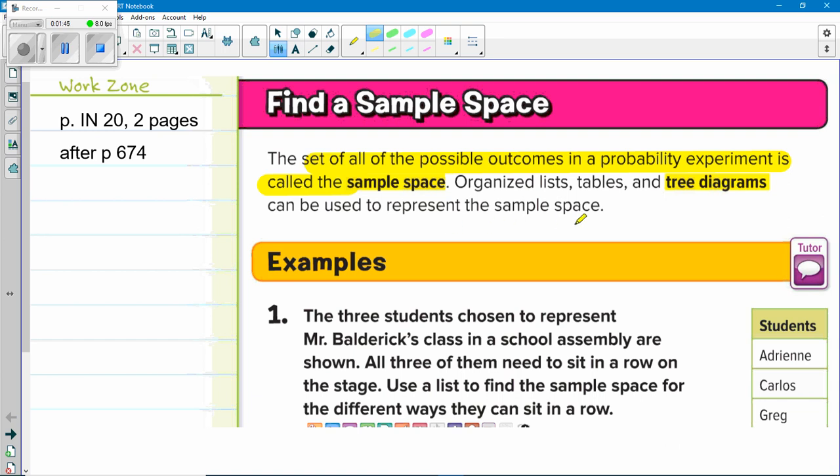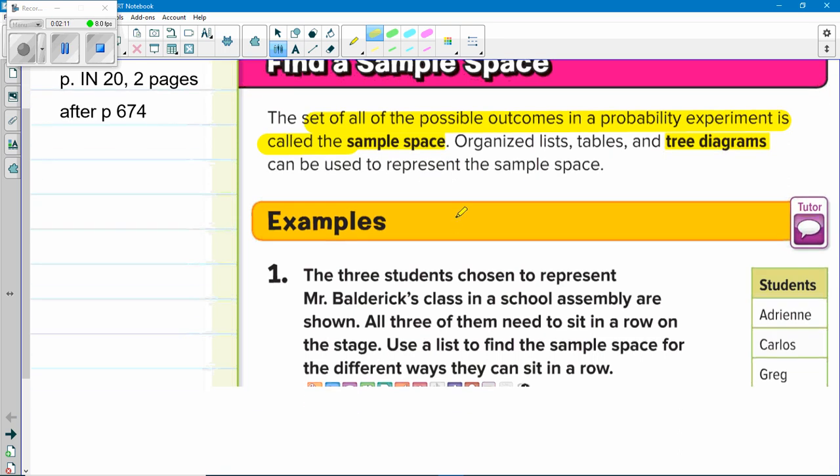You'll learn that organized lists, tables, and tree diagrams can be used to represent the sample space. Sometimes you can make an organized list. It's short, it's easy to do. Other times it's easier to draw a table or a tree diagram just to make sure you didn't forget anything. And it doesn't take long. And in another day or two, I'll show you another way to find the number of things in the sample space, because that's really what we're after.